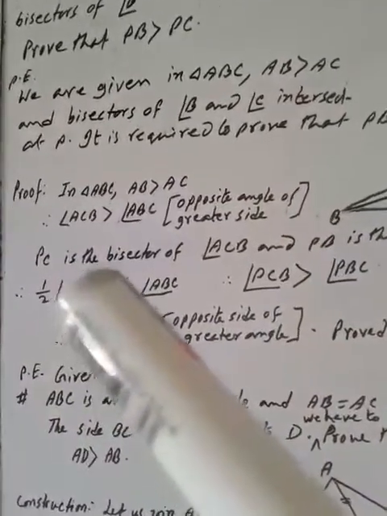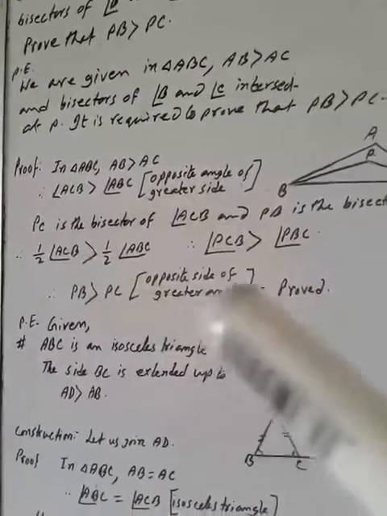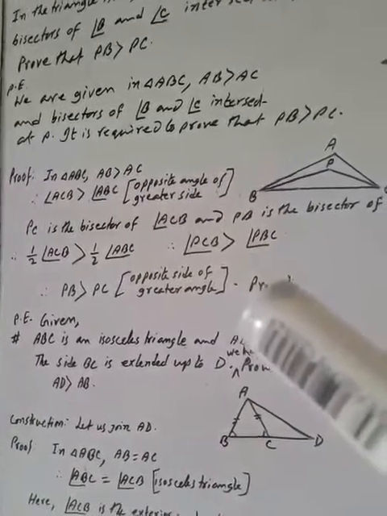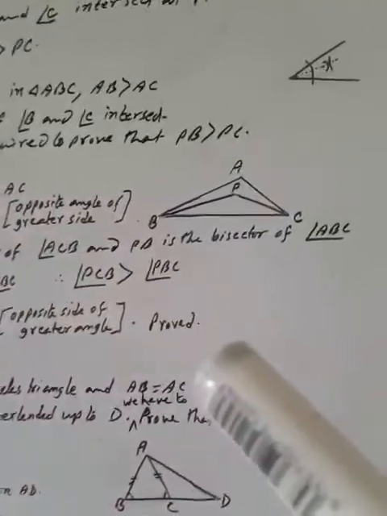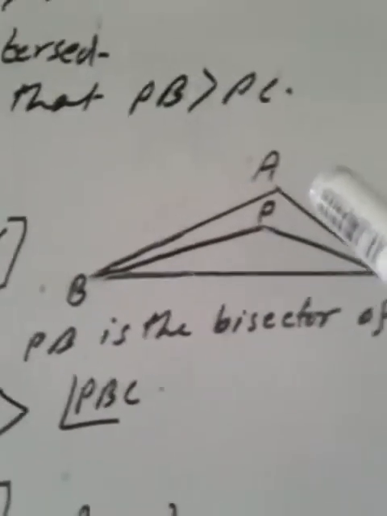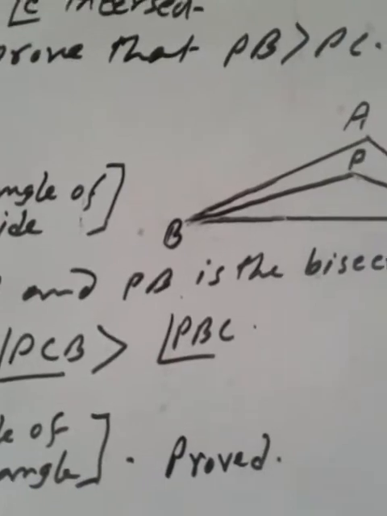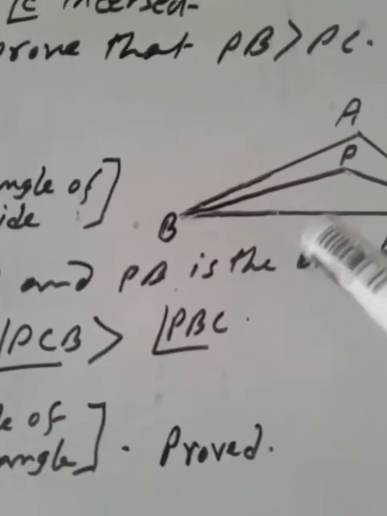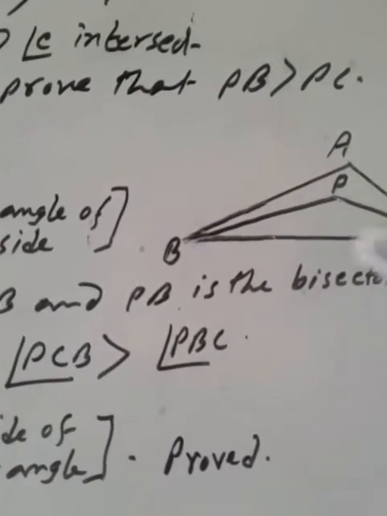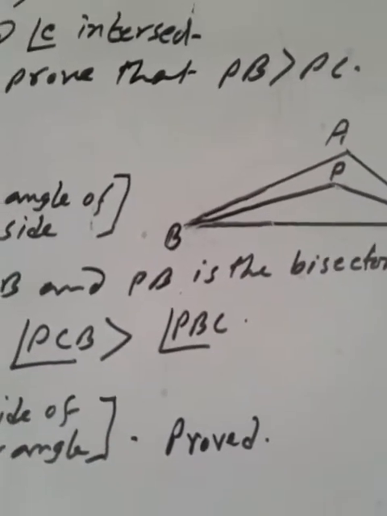Now see the proof. Here everything is written. You have to copy this in your copy. Now I am going to explain it to you. Here, given triangle ABC, AB is greater than AC.